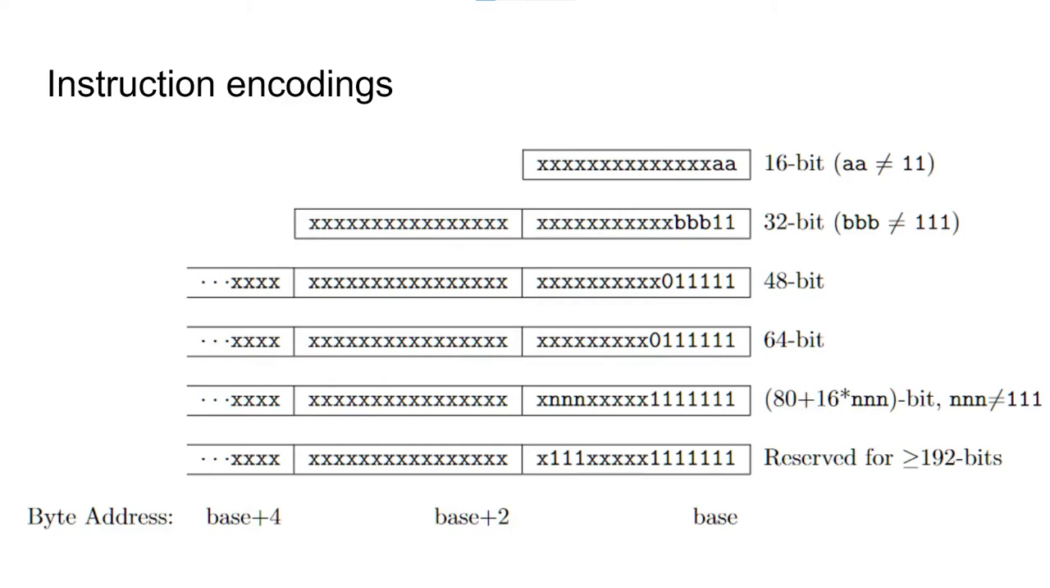So, how do you tell how long an instruction is? Well, as you can see in this chart, you don't have to check the entire instruction and try and decode it. You only have to check a few of the bits. If it's a 16-bit instruction, you only have to check a couple of bits. If the first two bits are not both 1, it's a 16-bit instruction. And the same process repeats for 32 bits, etc.